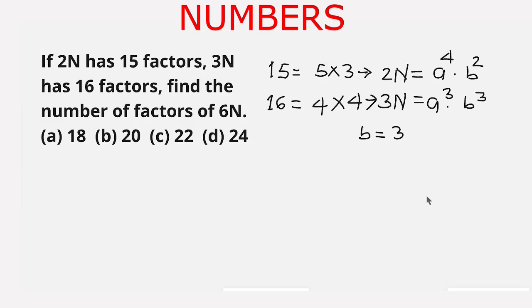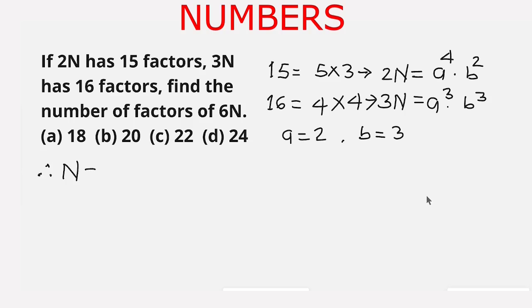And the power of a is reduced by 1. So it has become a to the power 3, as 2 is not here. It means that when it is 3n, the power of a is 3, and when it is 2n, the power of a increases by 1. So it becomes a to the power 4. This means that a has value equal to 2. I hope you have understood both the logics of getting the value of a and b.